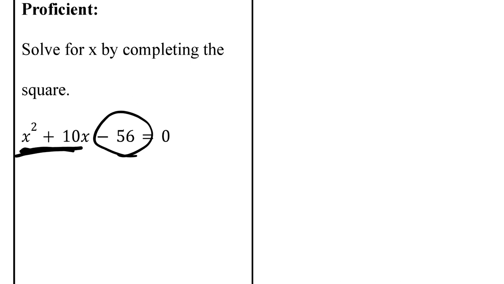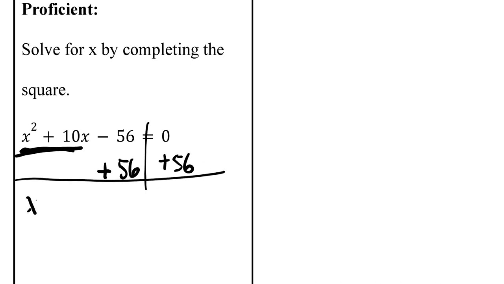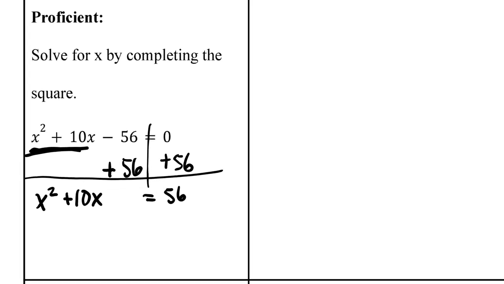And we do that by adding the opposites. We've got negative 56. We're going to add 56 to both sides. And so then what we get as a result is x squared plus 10x equals 56. And what I would like you to think about here is that I want you to go x squared plus 10x plus blank equals 56 plus blank.